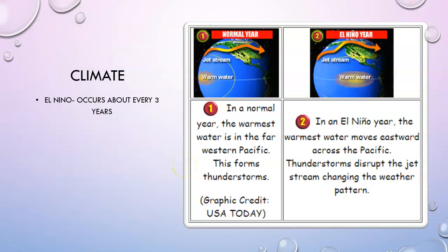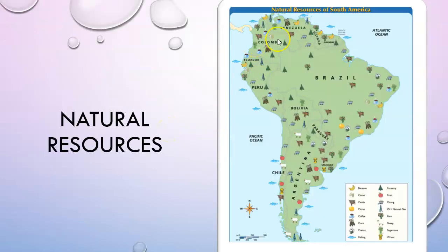As far as climate in South America, you have the El Nino effect, which is something that happens about every 3 years. This is a good graphic showing you how El Nino actually works. So in a normal year, the water is in the far western Pacific. In El Nino years, it moves eastward across the Pacific and causes disruptions in our weather patterns on the West Coast.